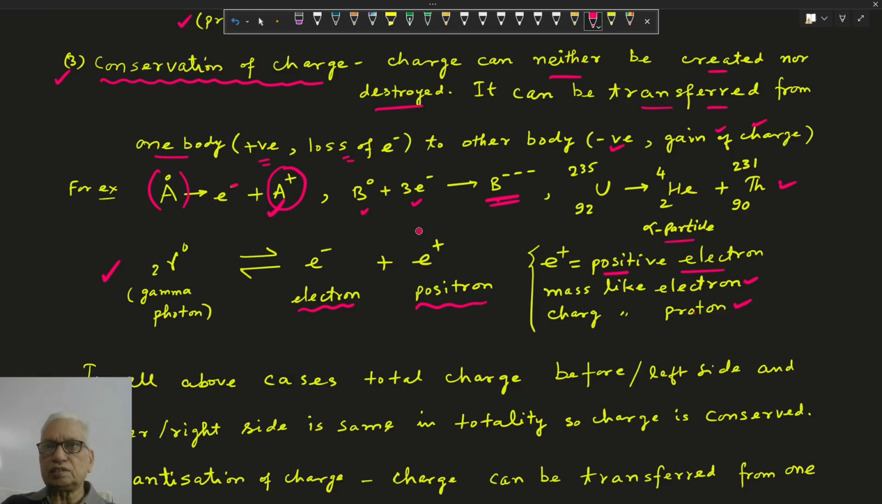This is also a reversible process. A neutral gamma ray photon is converted into an electron and positron. Overall this is also neutral, plus and minus. So they can be converted back into a gamma ray photon. This is reversible. In all the cases charge is conserved.